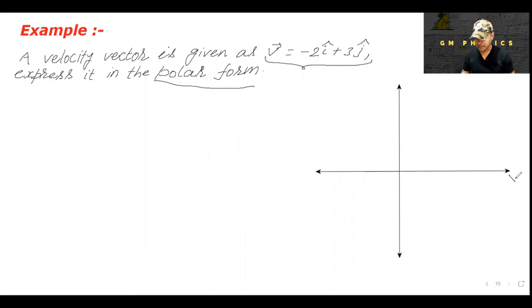Okay, so let's say this is the x-axis, this is the y-axis, this is positive x, this is negative x, this is positive y, this is negative y, right? The components are 2 units along the negative x-axis, minus i cap, and 3 units along the positive y-axis. So let's draw those components. Let's say this is 2 units, this is my x component. And let's say this is 3 units, this is the y component, along the positive y-axis.